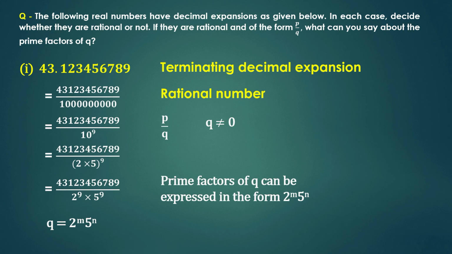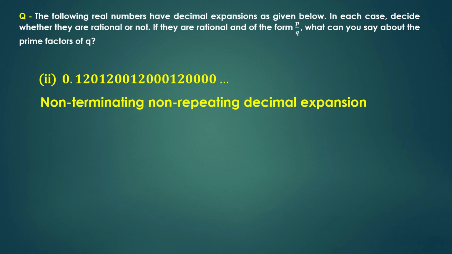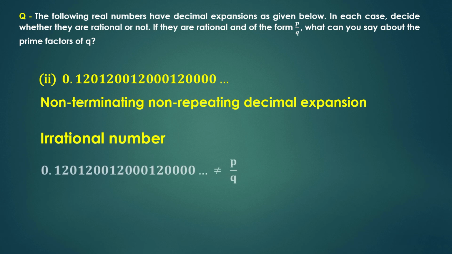Moving on to the next number, which is 0.1201200120000120000 and so on. We can see that this is a non-terminating, non-repeating decimal expansion, which means that this number is an irrational number and it cannot be expressed in the form p by q. Hence, we cannot say anything about q because no such number q exists.